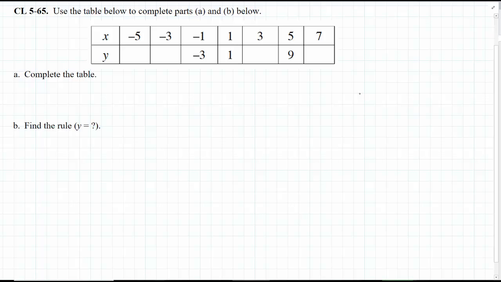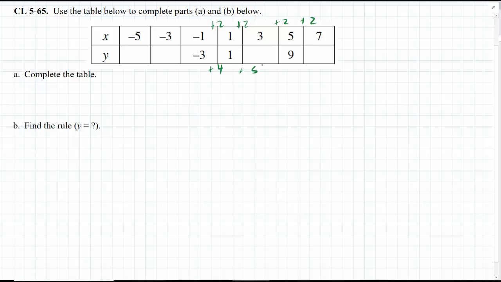Okay, 5-65 is pretty straightforward. We just need to use this table, complete the table in part A, and then find the rule. Okay, well, let's see. From -1 to +1, I know that's an increase of 2, and it increases the y, or output, by 4. Okay, so it looks like each time is increasing by 2, so that means we should be increasing by 4 each time.